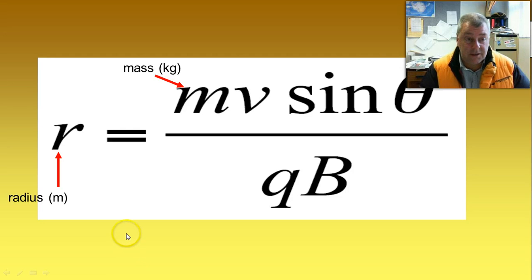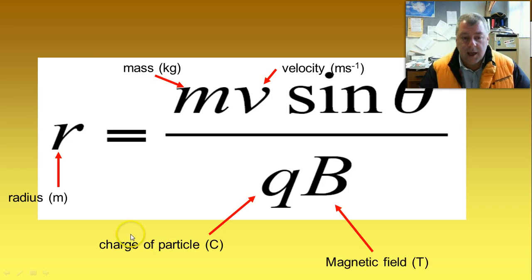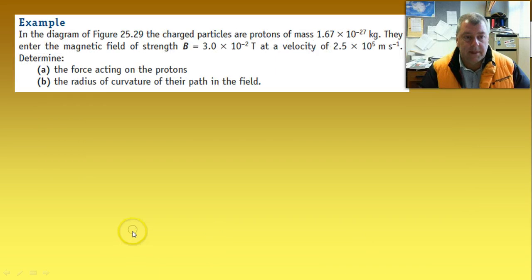Kilograms is our standard units. If you're doing chemistry, watch out because you'll start using grams a lot. Physics, we use kilograms. Velocity, meters per second, coulombs, and teslas. So let's do a quick example.